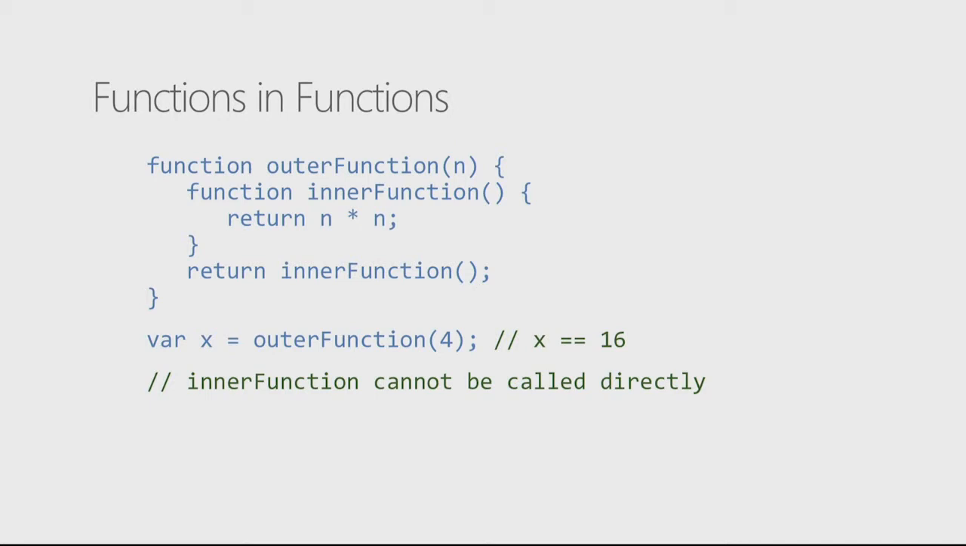So if you say variable x equals outer function 4, then ultimately the returned value is going to be 16, because 4 times 4 will equal that. But I can't access that inner function directly. So again, think of that inner function going back to the analogy with the car. That's your engine. That's an engine component inside of this other object, this other function.